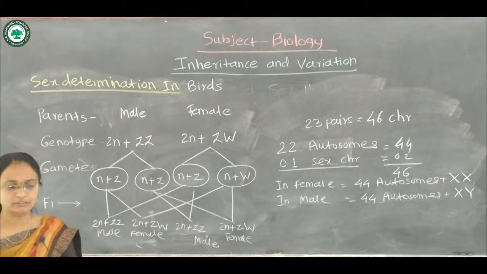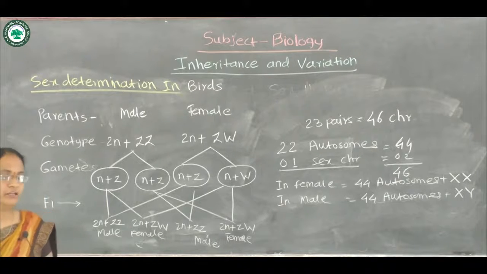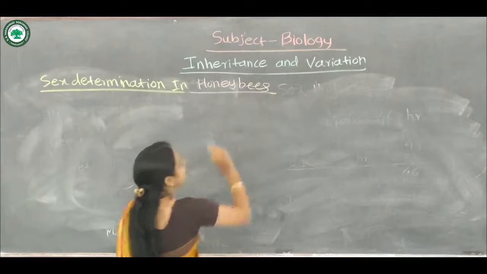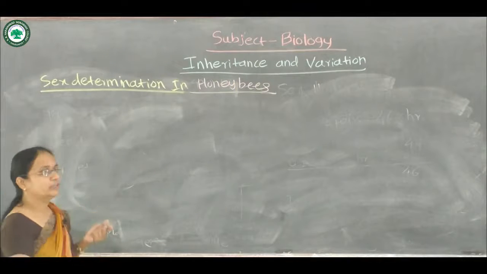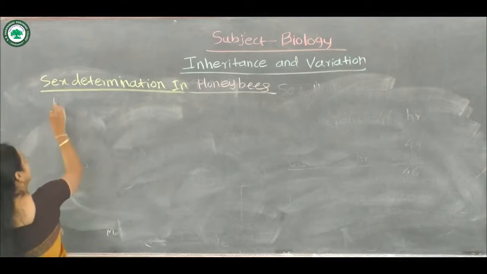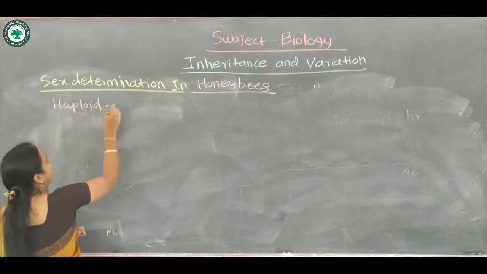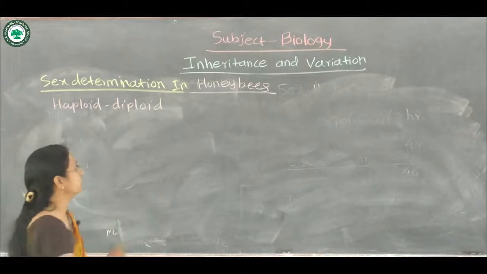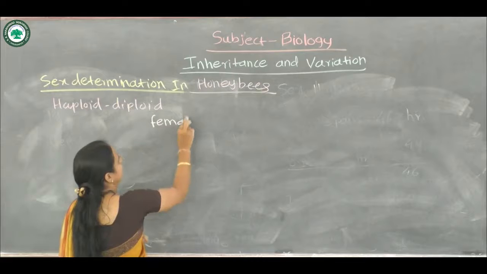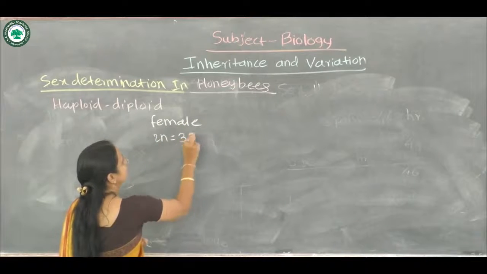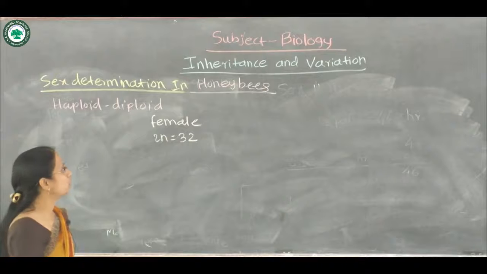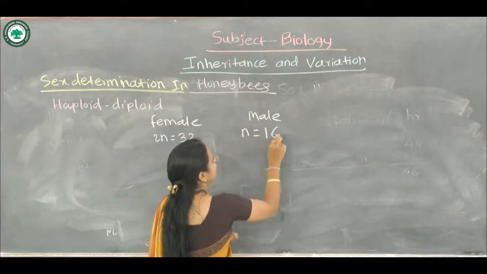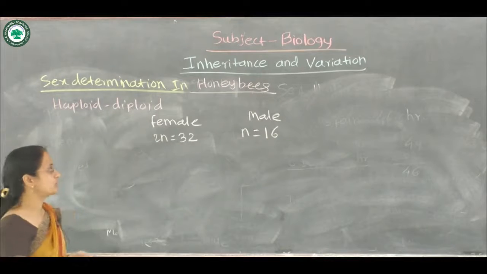Now come towards the sex determination in honeybees. Honeybees show a different method of sex determination, that is, the haploid diploid method of sex determination. How is that? The female of the honeybee carries the diploid set of chromosomes, that is 32 chromosomes are present, and the male carries the haploid set, that is 16 chromosomes are present.